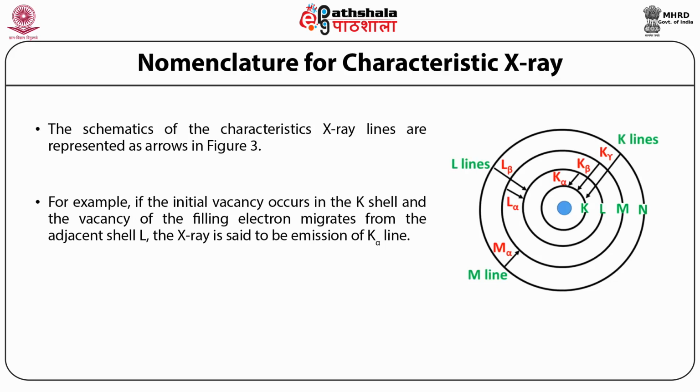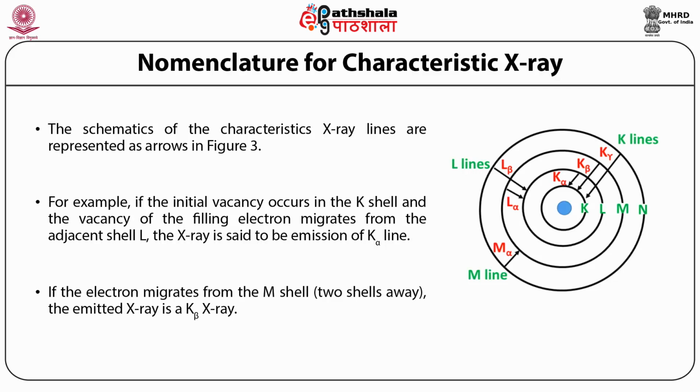For example, if the initial vacancy occurs in the K shell and the filling electron migrates from the adjacent shell L, the X-ray is said to be emission of the K alpha line. If the electron migrates from the M shell, one shell away, the emitted X-ray is a K beta ray.